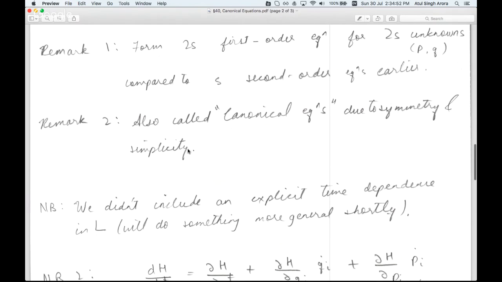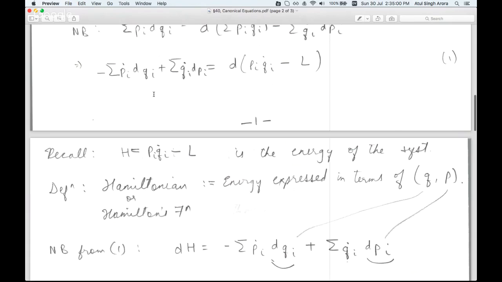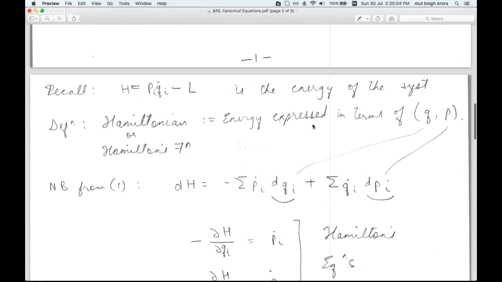Okay, now one thing which we would like to add a little later is time dependence. We did not add any explicit time dependence, as you can see in this expression for dL. There was no explicit time. We'll come back to it in a moment.